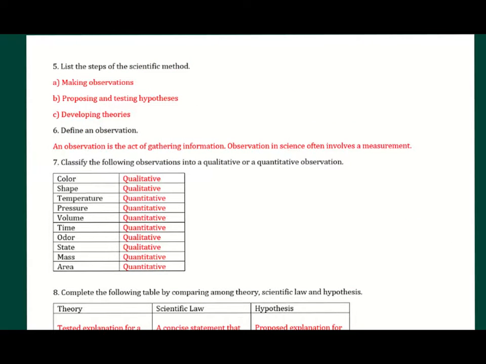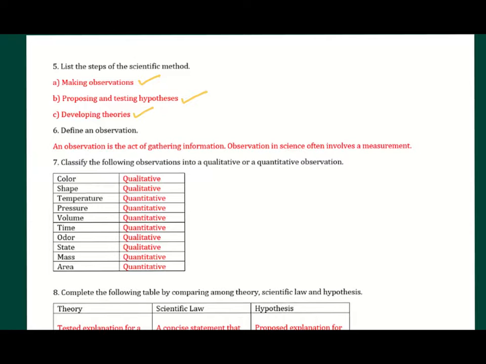List the steps of scientific method. The scientific method of thinking involves making observations, proposing and testing hypotheses, and developing theories. What is an observation? Observation is the act of gathering information, meaning to collect information, and in science it involves a measurement. Information should have a measurement to be a valid value.